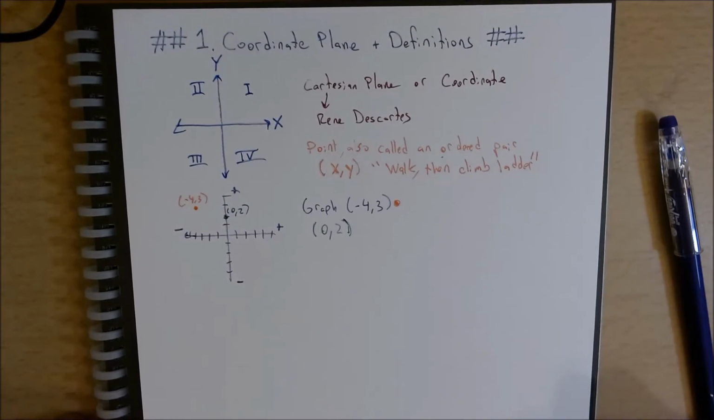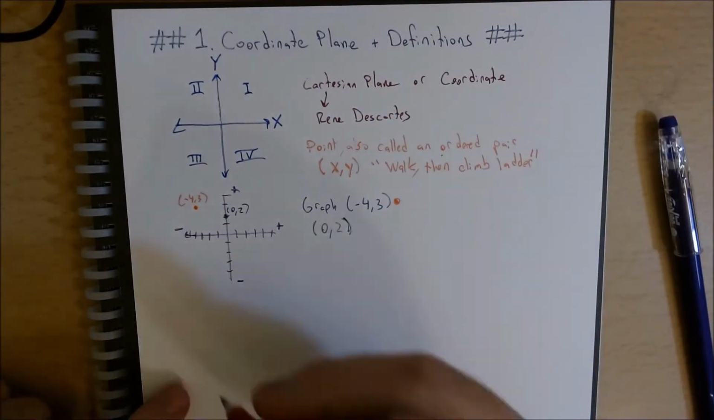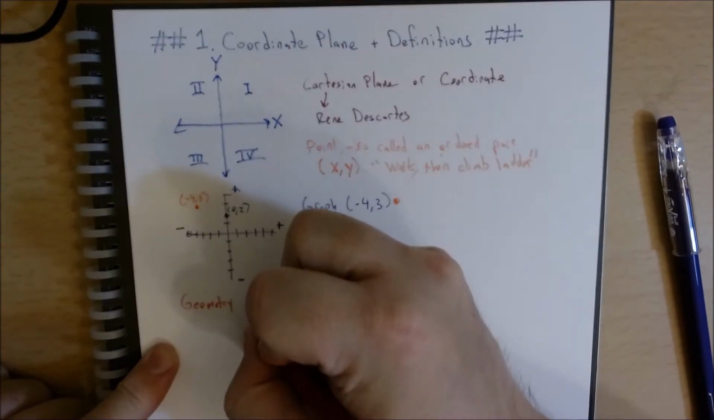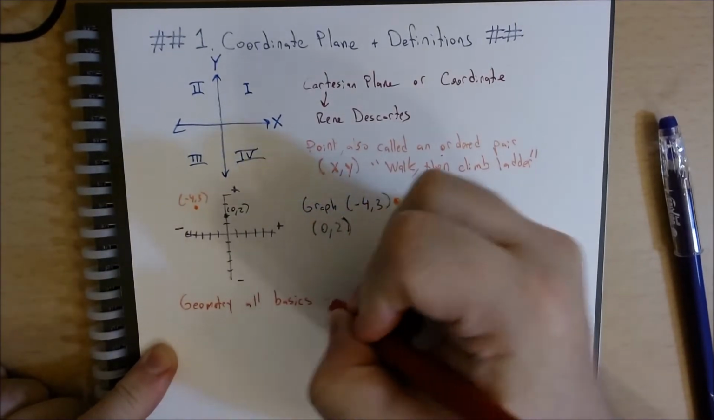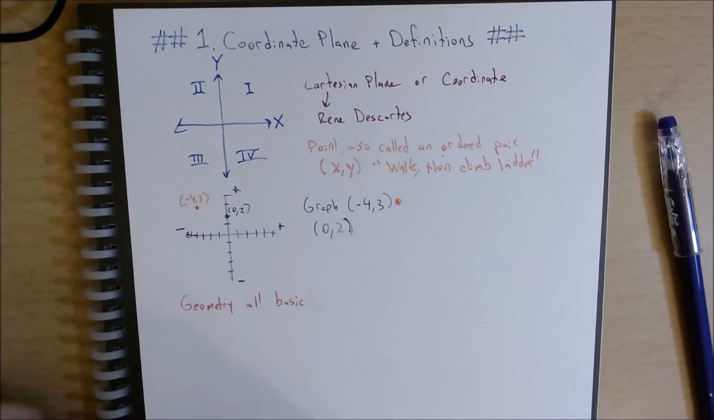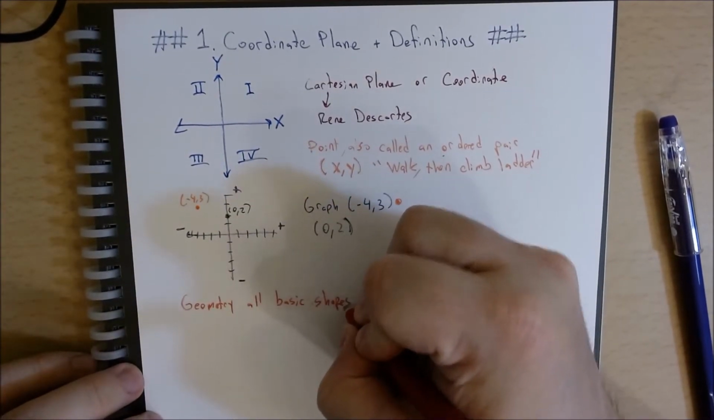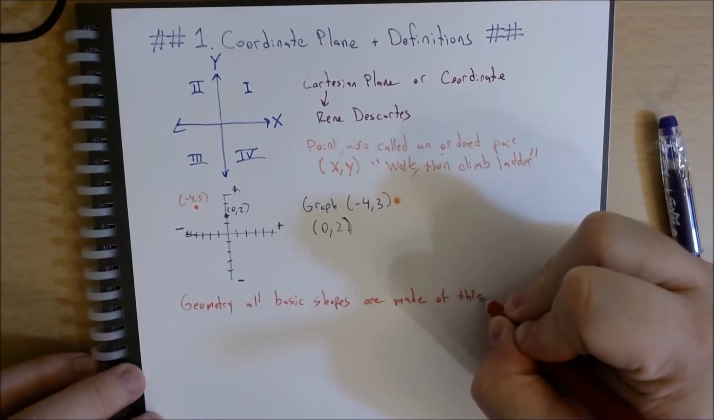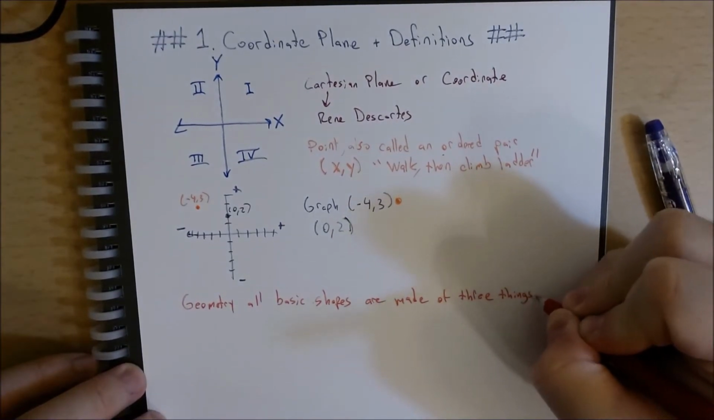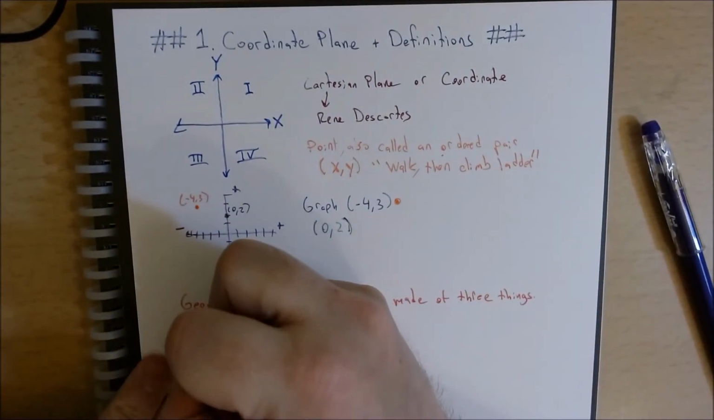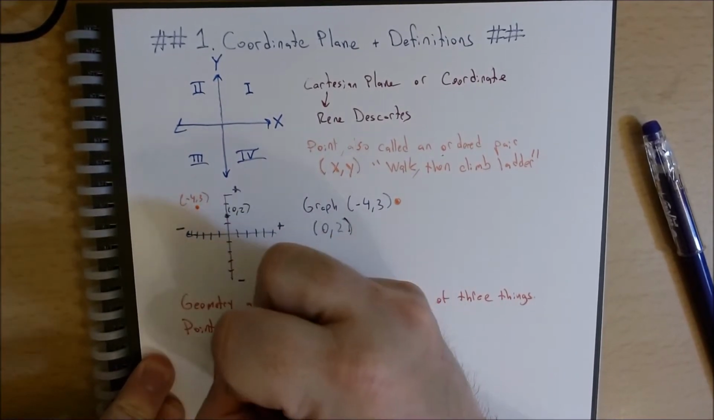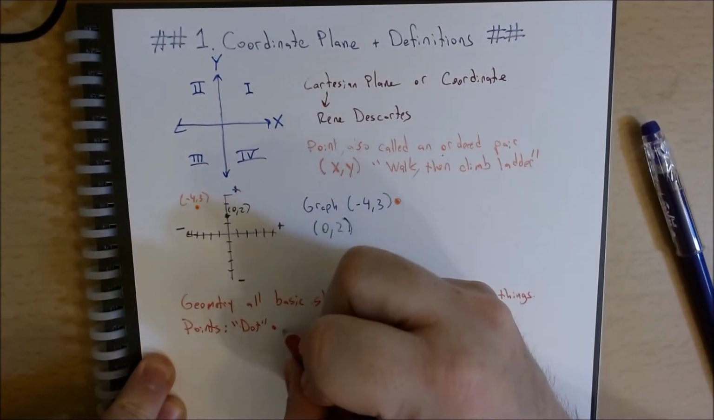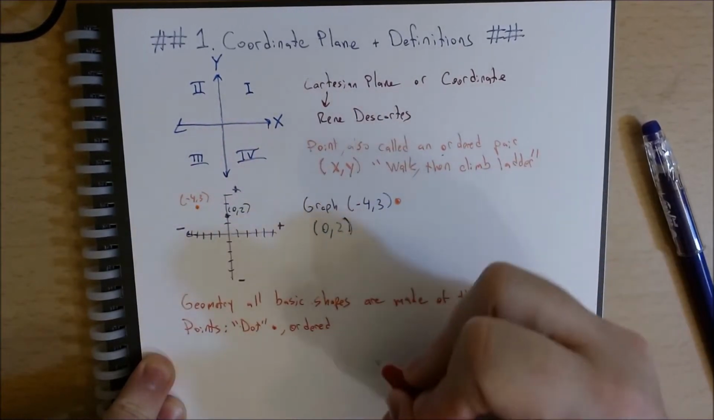Alright, so now let's talk about geometry. In geometry, all basic shapes are made of 3 things. It's the 3 basic parts. Points, which is a dot, or an ordered pair, as we said before, which is why we started with that.